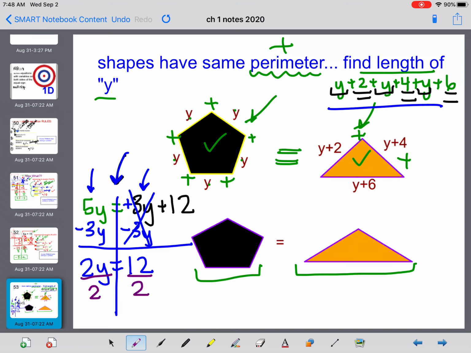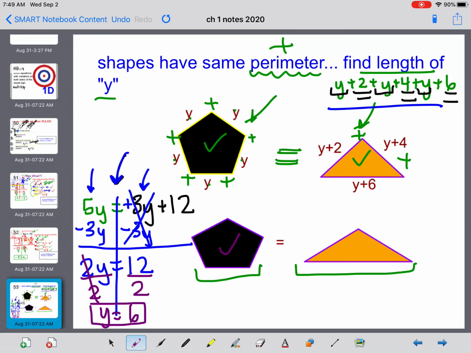And all I want to do is divide by 2 right here, divide by 2 right here. This is going to go to 0. Sorry, it's going to go to 1. 2 divided by 2 is 1. And so I have 1y left over on that side, and over on this side I have 12 divided by 2, which is 6. And so the length of y is 6.